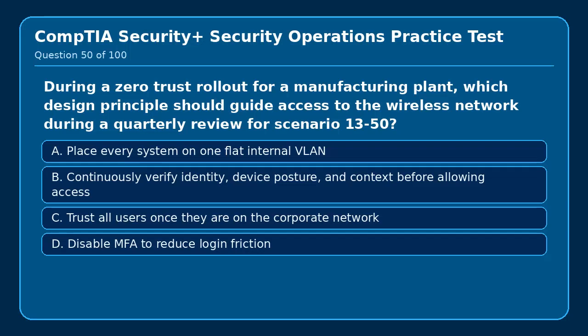Question 51. Which example is a preventive technical control for a legal office's database cluster while preparing a remediation plan for scenario 13 to 51? A. A weekly executive risk report. B. A firewall rule that blocks unauthorized inbound traffic. C. A policy document stored in the HR portal. D. A CCTV recording reviewed after theft. Take a moment to choose your answer.